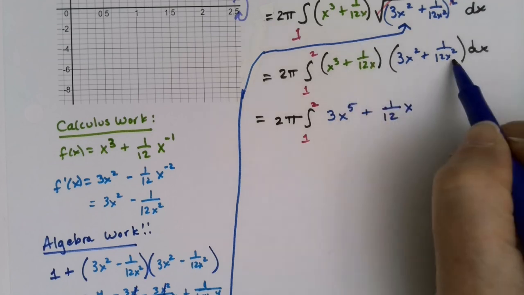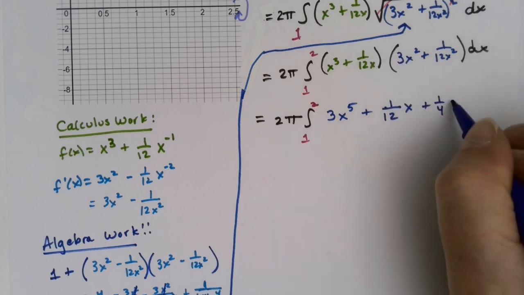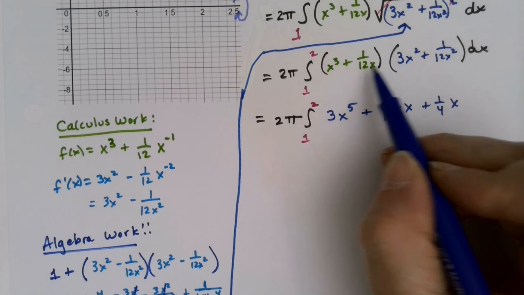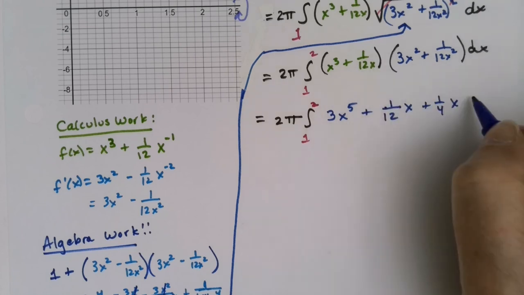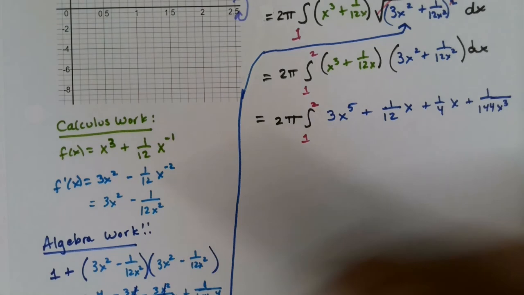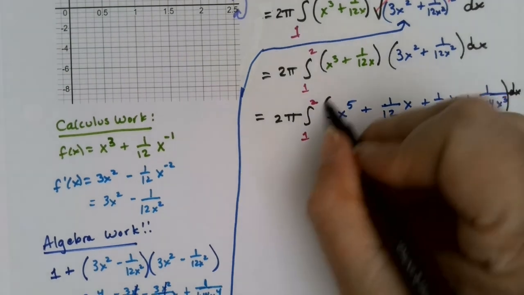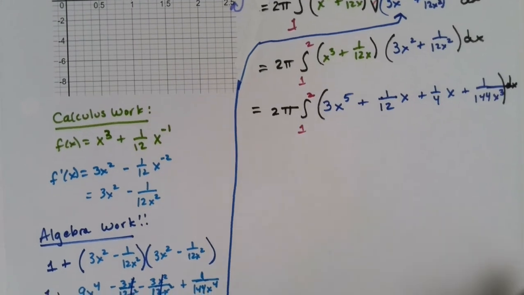Because there's x cubed and there's x squared. And then plus 1/4 x, right? Because 3 over 12 makes 1/4. And then plus 1 over 144 x cubed. That x cubed is in the denominator, and the other ones are not. Oh, dx. I've lost space for my dx. I got a little too broad there.